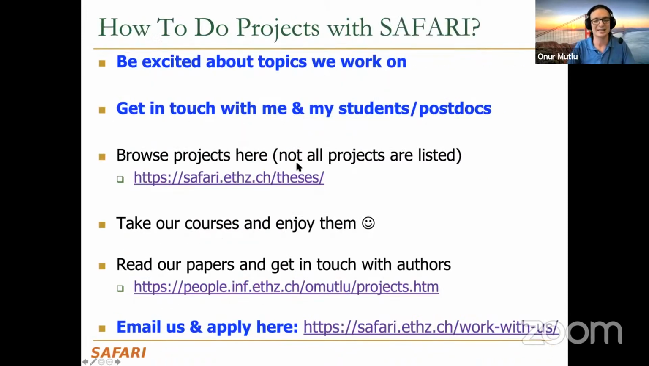And again, this is a guideline of how to do projects with us. The biggest part is to be excited about the topics that we work on and be excited generally about computer architecture. Have a good mindset. Everything that I said earlier applies. Have good goals and get in touch with me and my students and postdocs. And you can do other things over here. Hopefully you've taken our course and enjoyed it, one of them at least. You can browse the projects, read our papers, and get in touch with the authors. Maybe you've done some of that, I don't know. If you're interested, for example, you can read the RowHammer paper, any of the RowHammer papers that we have written.